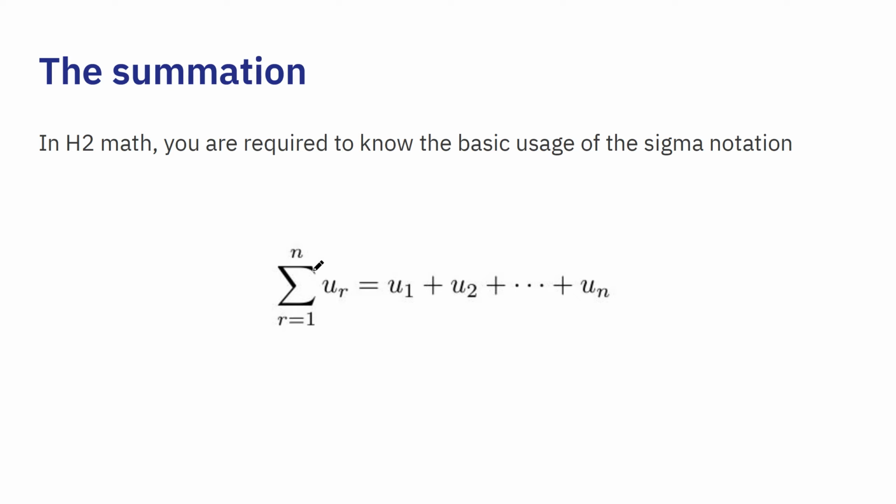So as you can see, we are summing ur starting from r equals 1 all the way to n. So this n here actually means r equals n. So it means we are adding up all the ur, but for every single r, we are replacing it with the values from 1 to n. So it becomes u1 plus u2 plus u3 plus all the way to un.